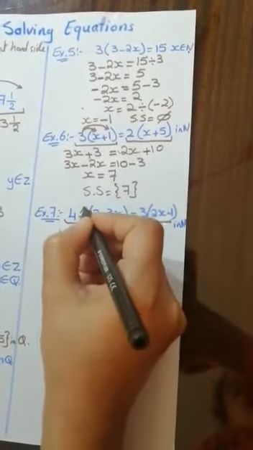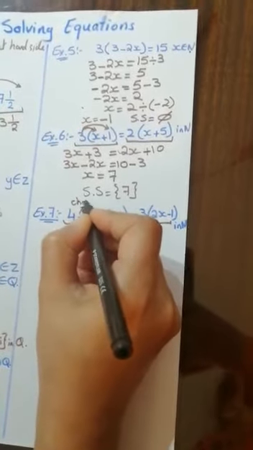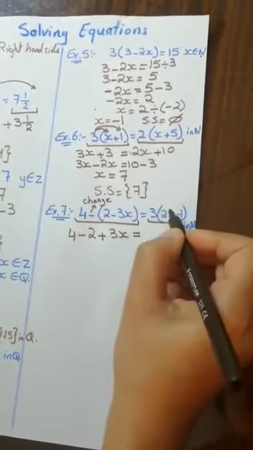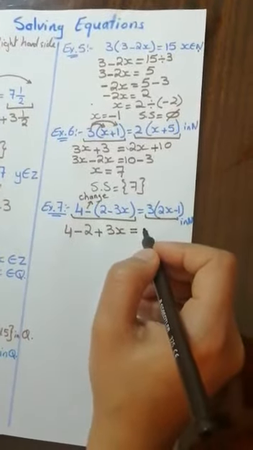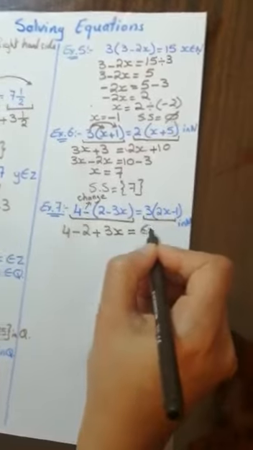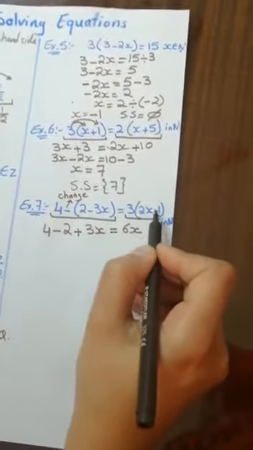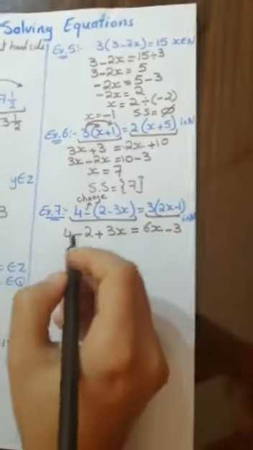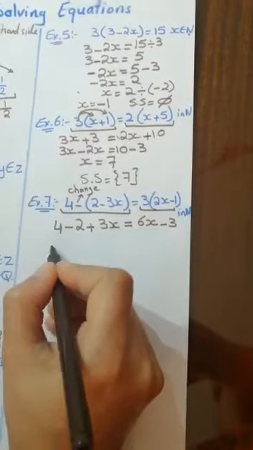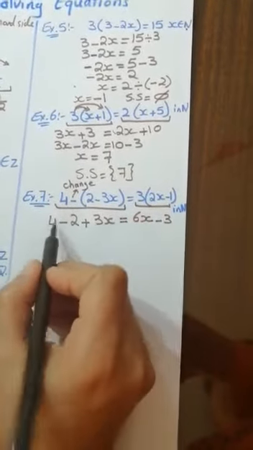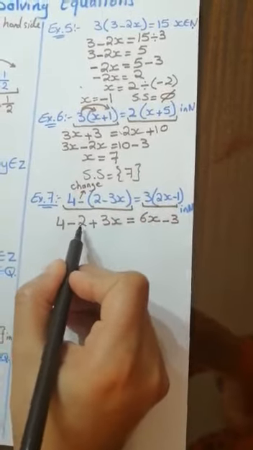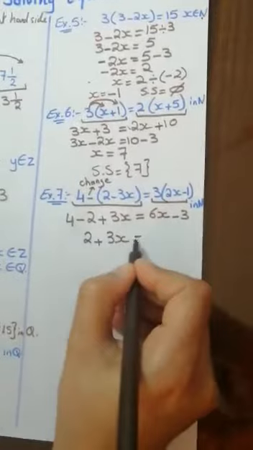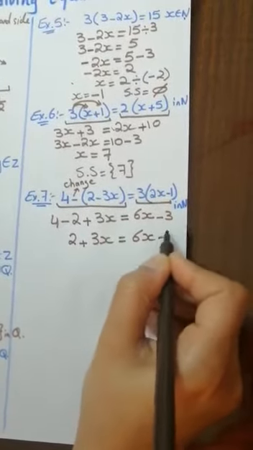So this minus before the bracket, I read it as the word change. Okay, equals 3 multiplied by 2x, so it's going to be 6x. And 3 multiplied by -1 will be -3. Now, can I make any operation here? Yes, I can make 4 minus 2. What is the answer? 2 plus 3x equals 6x minus 3.